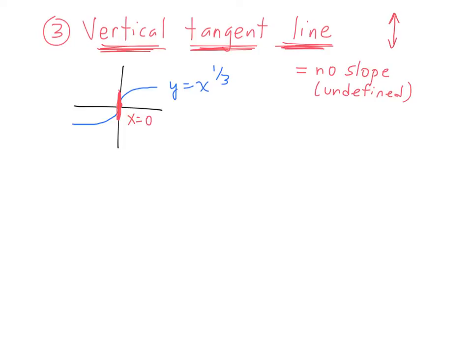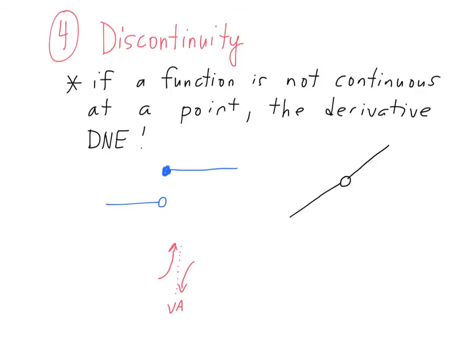So the function value exists, but the slope does not. We can see that f of 0 is 0, but f prime of 0, the derivative, does not exist, because once again there is a vertical tangent line there. So x raised to the 1/3 is a classic example of having a vertical tangent line.